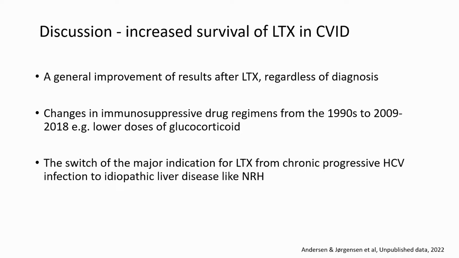So we think that the improvement in long-term outcome of CVID with liver transplantation is due to a general improvement of results after liver transplantation, regardless of diagnosis. We also think it's important that they have changed the immunosuppressive drug regimens, particularly that they lower the dose of glucocorticoids, because we all know that a high dose of glucocorticoid increases the risk of opportunistic infection. And it might also be important that the indication for liver transplantation has changed from hepatitis C to NRH, which may also have improved outcome.